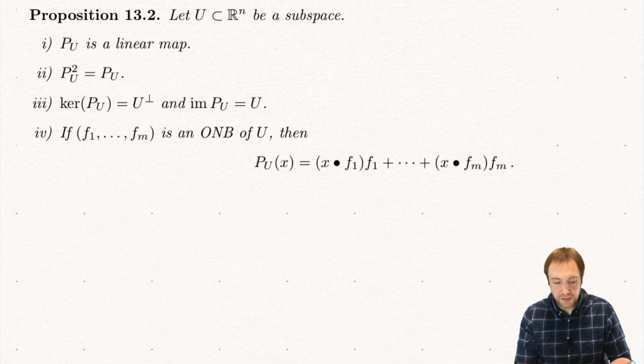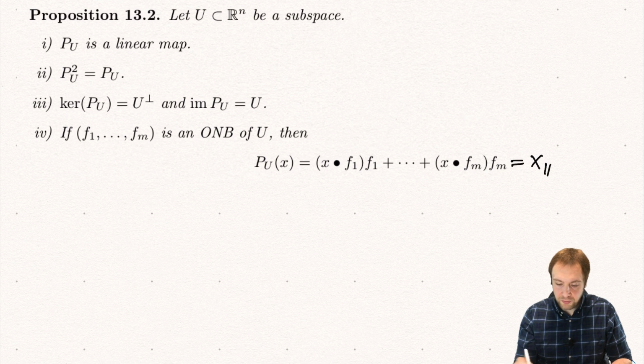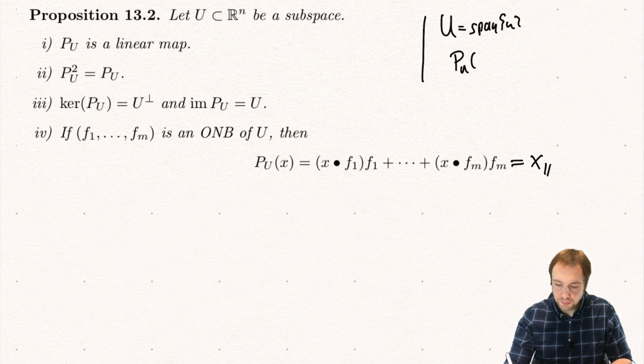And then the last statement is that if we have an orthonormal basis of the subspace U, which we denote by f1 up to fm, then this orthogonal projection can be written down explicitly by this formula. This is what we did last time, because this was exactly the formula for x parallel. Also compare this to the special case where U is the span of a small u: then P_u was given by the dot product of u and x, divided by u times u, and multiplied by u.